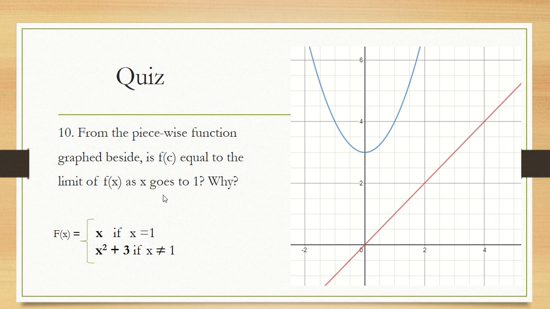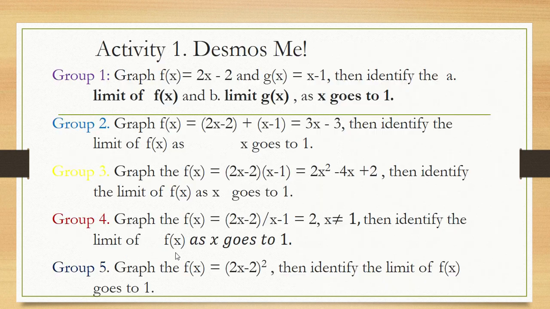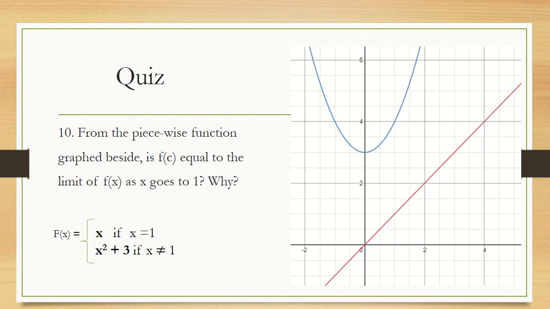Pag limit naman, kung magsasabi tayong limit of f of x as x goes to 1, dalawa ang ibig sabihin. From the right ay yung value ay f of x, yung from the left, yun pa rin. So, it means kung goes to 1, it means not equal to 1. It means to the right of 1 and to the left of 1. So, kung to the right and to the left of 1, ito yung not equal. So, that means this is x squared plus 3 if x is not equal to 1. So, let's check first your answer.